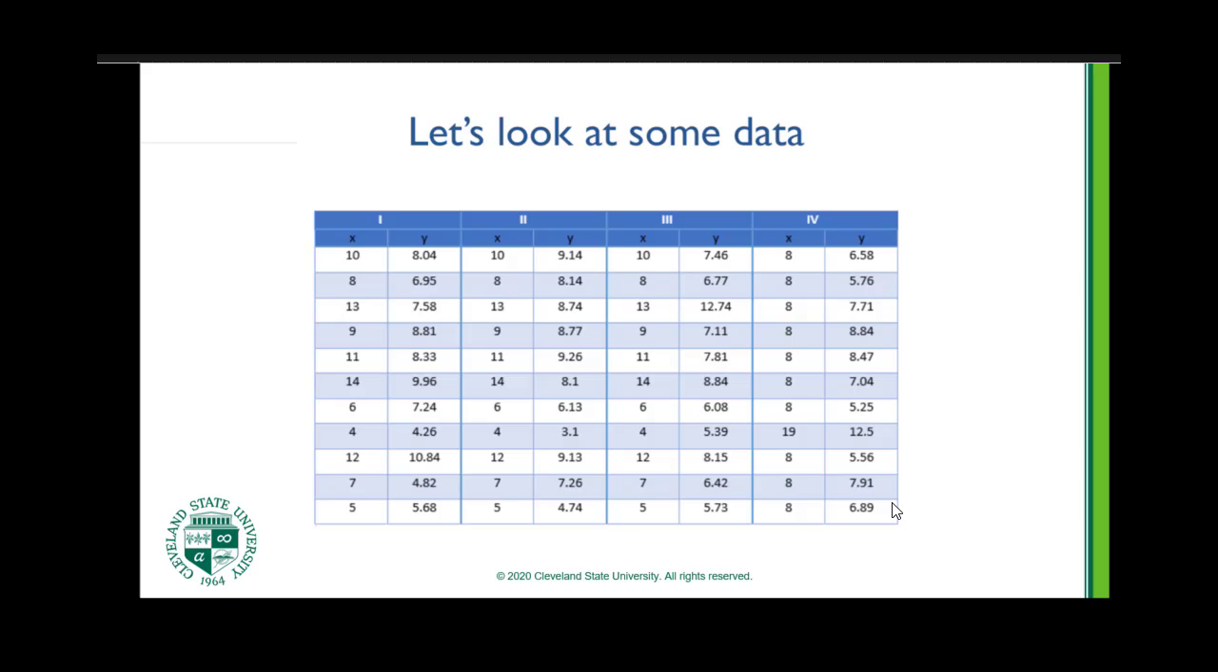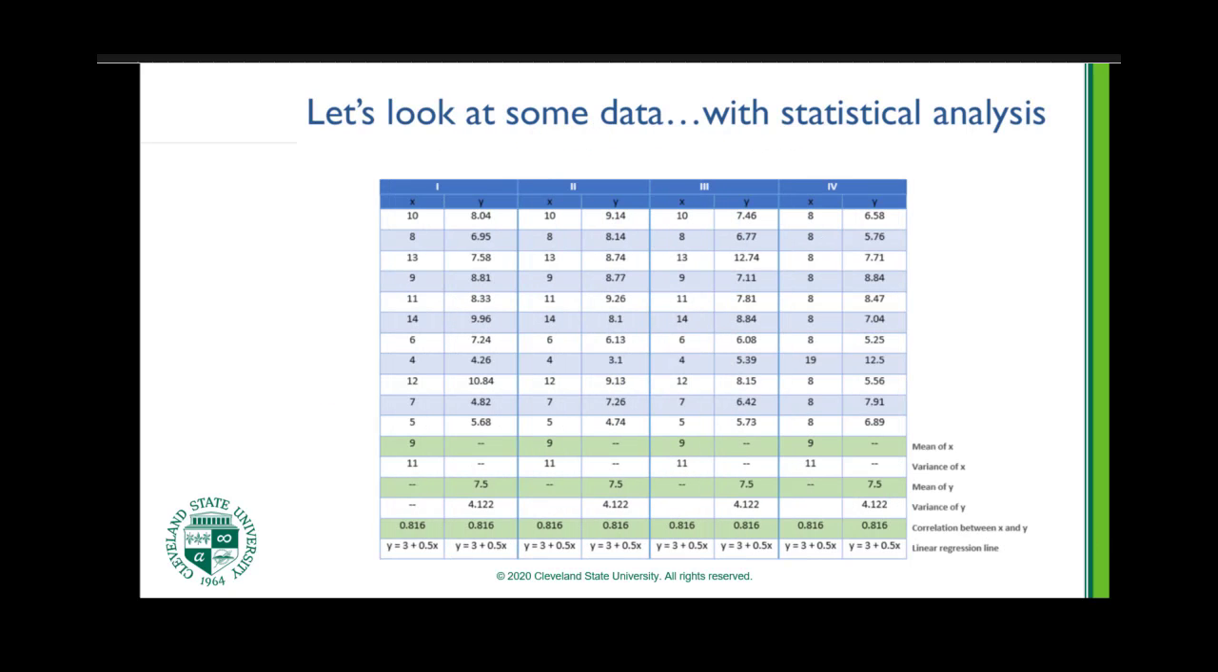By running a few statistical tests, we can determine the mean, variance, correlation, and linear regression, which can tell us more about this data. It turns out that these 4 data sets have the same means, same variance, same XY correlations, and even boil down to the identical linear regression. In fact, it looks like these 4 data sets are essentially identical based on this analysis. Is that true? Let's look at the next slide.